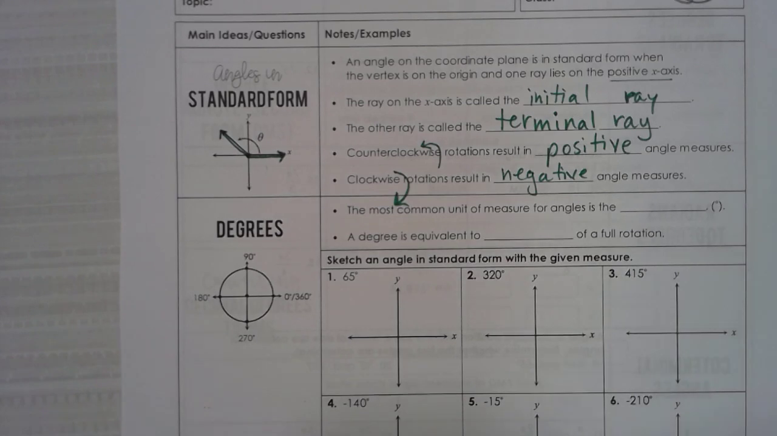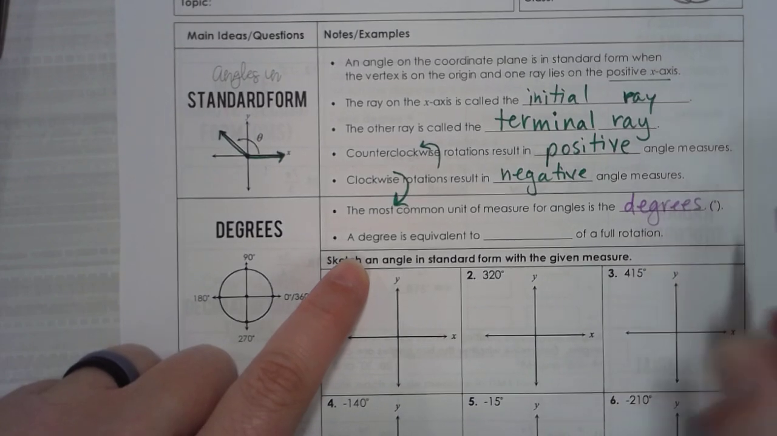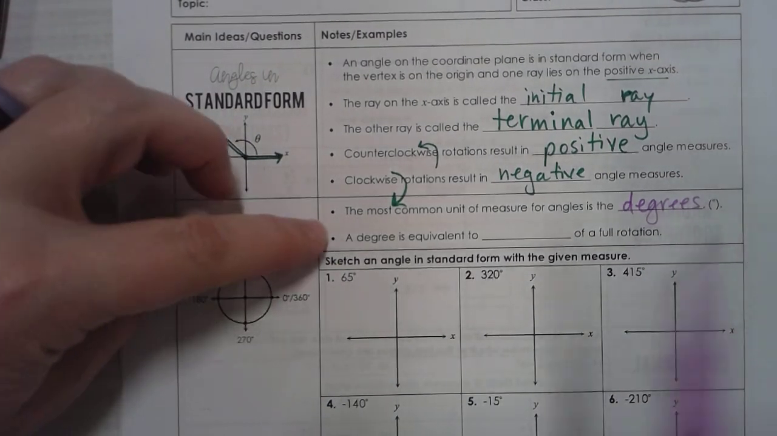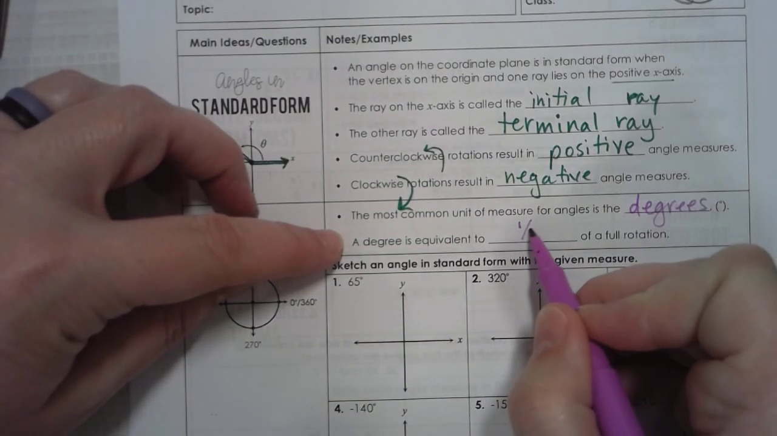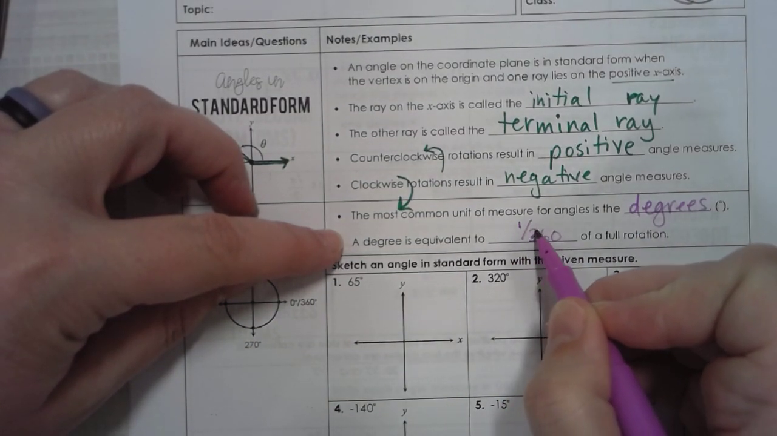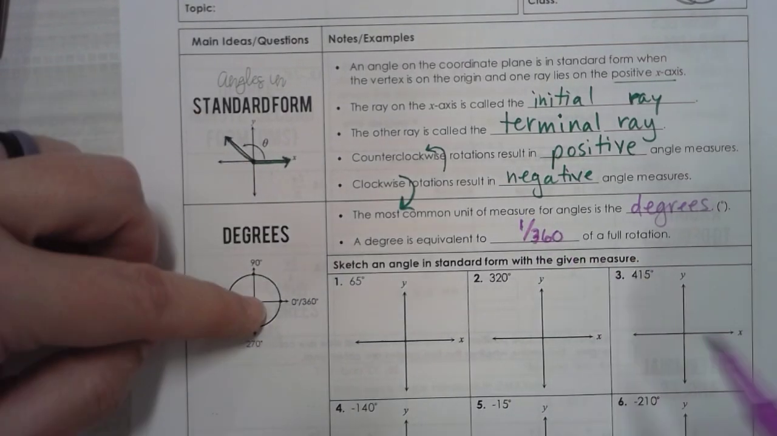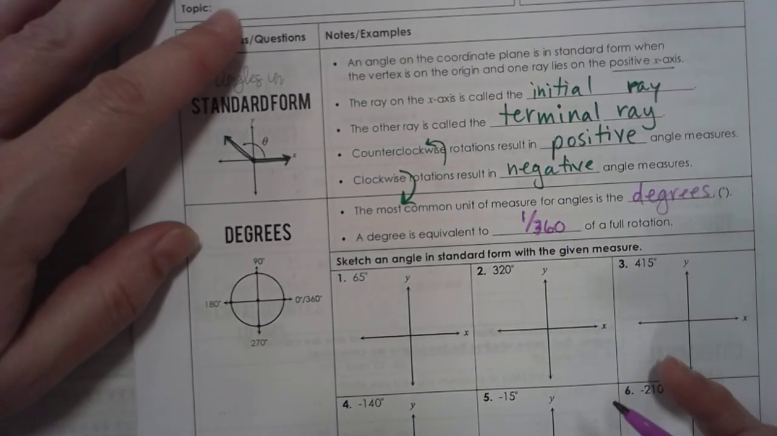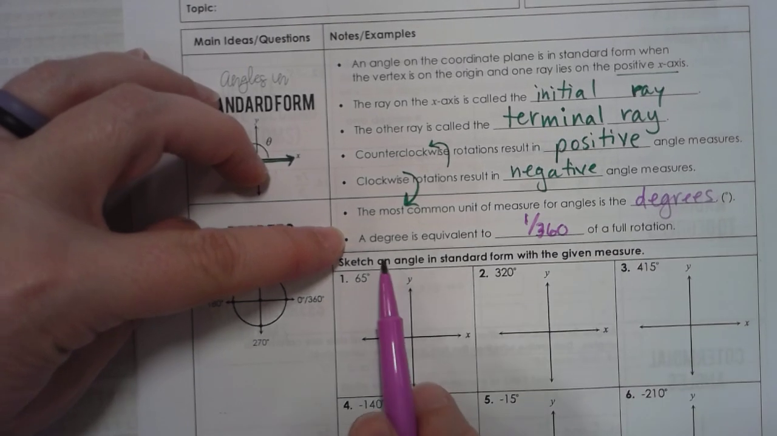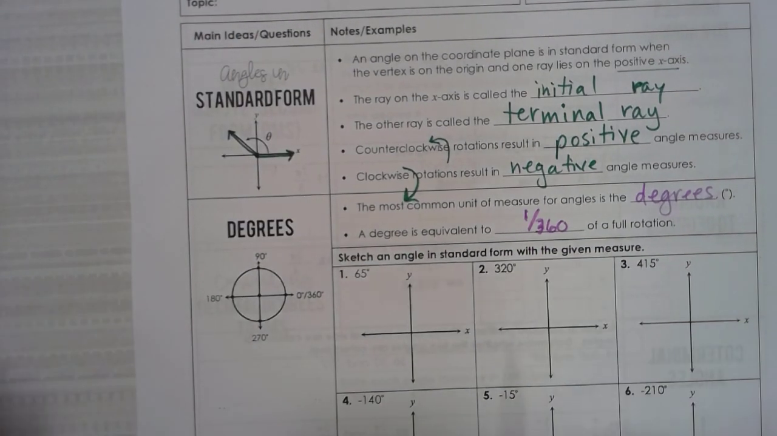The only difference is whether it's considered counterclockwise or clockwise. Okay, the most common unit of measure for angles is obviously degrees, and you're going to see the degree symbol. 1 degree is equivalent to 1/360th of a full rotation. If you rotated all the way around from your initial ray and came back to where you started, that would be 360 degrees, right? So 1 degree is one of those 360 degrees, okay?